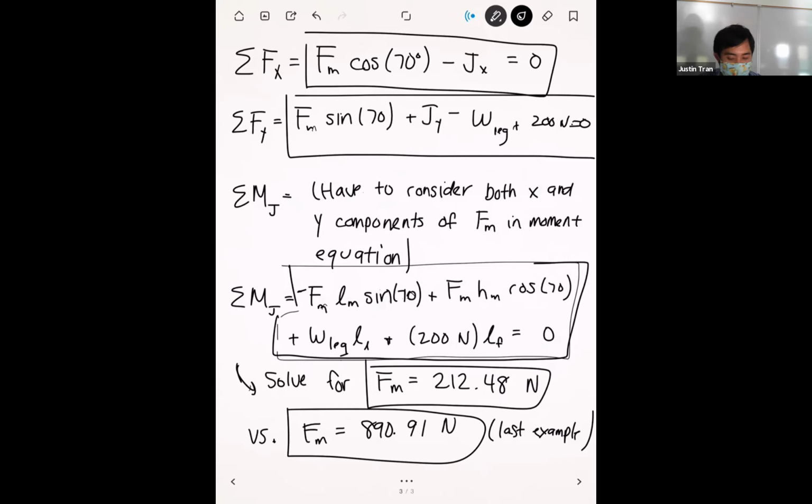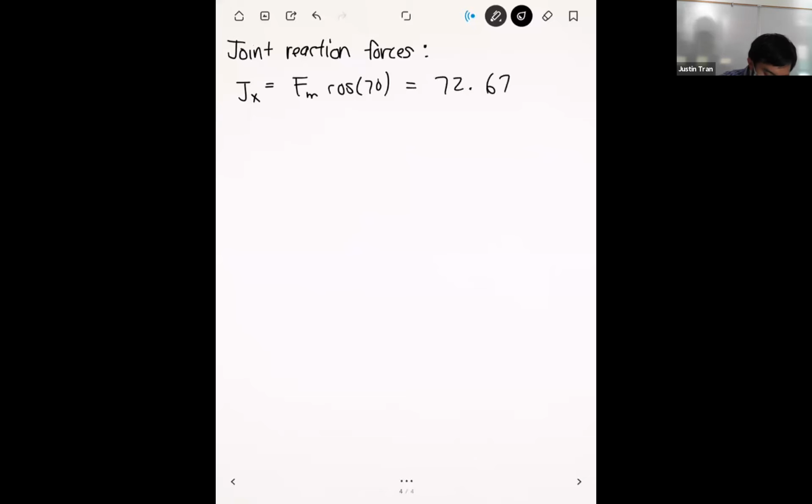Okay, so that's the muscle force, and so let's take that result and plug in and solve for the joint reaction forces, because we can plug in for here and here and solve for those. All right, so first we have Jx. You can see here that Jx is equal to Fm cosine of 70. And so we just plug in our result for Fm, and what we get for Jx is 72.67 newtons.